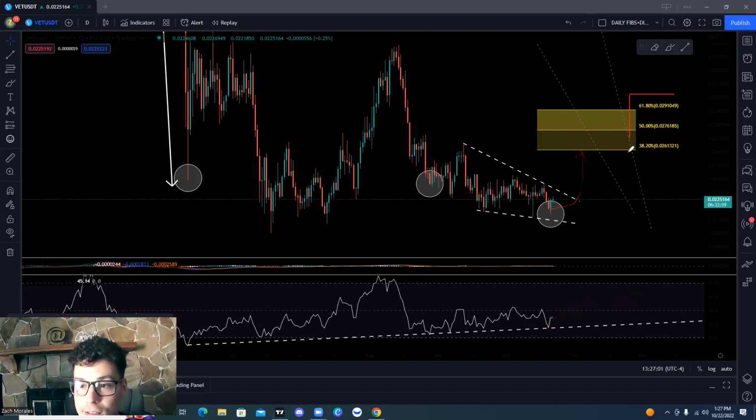Now we're looking at the 61.8, the 50%, and the 38.2% retracement levels. Those are very, very important. The 61.8 is the golden ratio, and is the one that most people are the most familiar with. But in total, these three are my favorites to use when you're looking for a retracement.